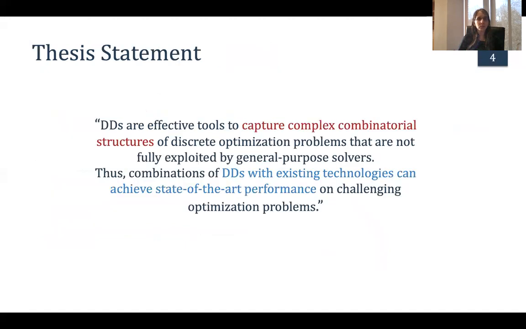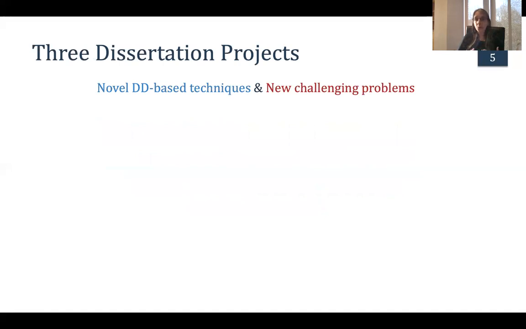So this leads us to the following thesis statement. Decision diagrams are effective tools to capture complex combinatorial structures for discrete optimization problems that are not fully exploited by general purpose solvers. Thus, combining decision diagrams with existing methodologies can achieve state-of-the-art performance on challenging optimization problems. To tackle this thesis statement, we have 3 projects in this dissertation where we show novel DD-based techniques and apply decision diagrams to new challenging problems where decision diagrams haven't been applied before.